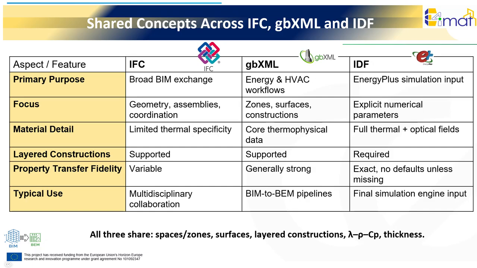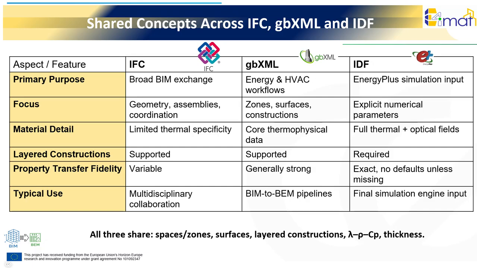GBXML occupies a more focused position within energy and HVAC analysis, which enables it to represent zones, surfaces, and construction layers with greater consistency. As a result, GBXML tends to preserve core thermophysical properties more reliably than general-purpose formats. At the simulation stage, IDF requires all material definitions to be explicit, fully numerical and complete. Since the simulation engine cannot infer missing values, IDF is the most detailed and the most sensitive format, reflecting any gaps introduced earlier in the workflow.